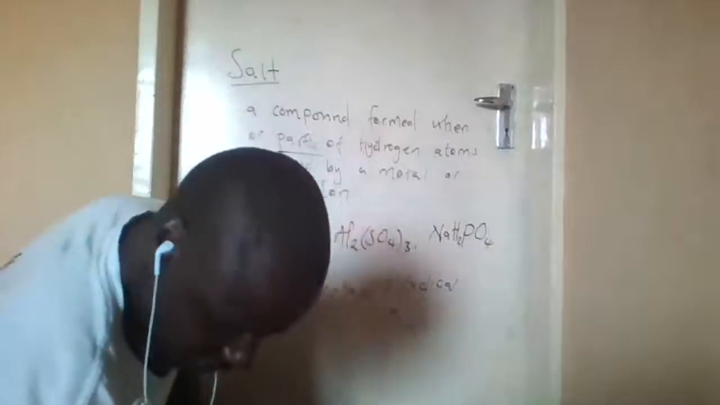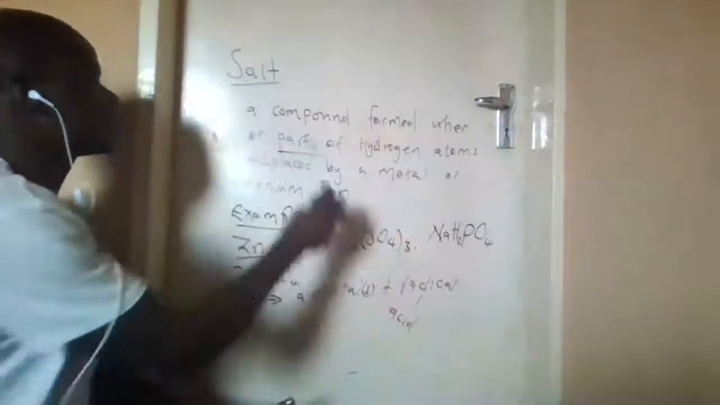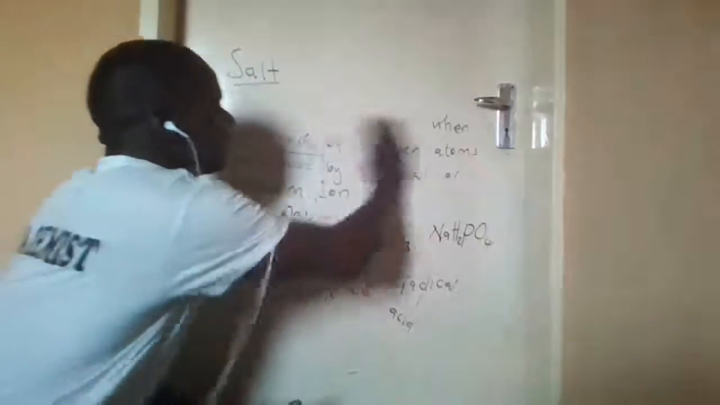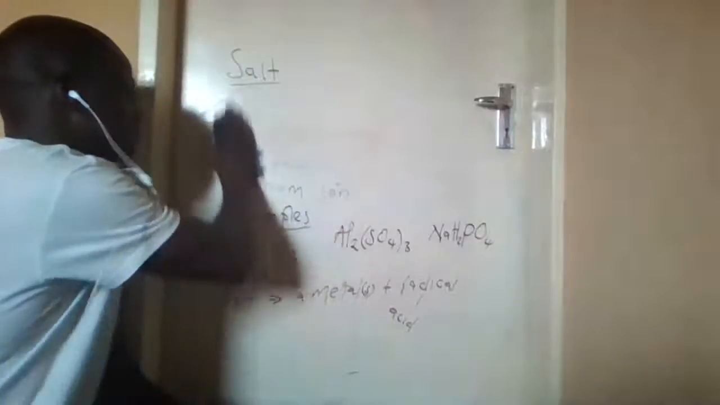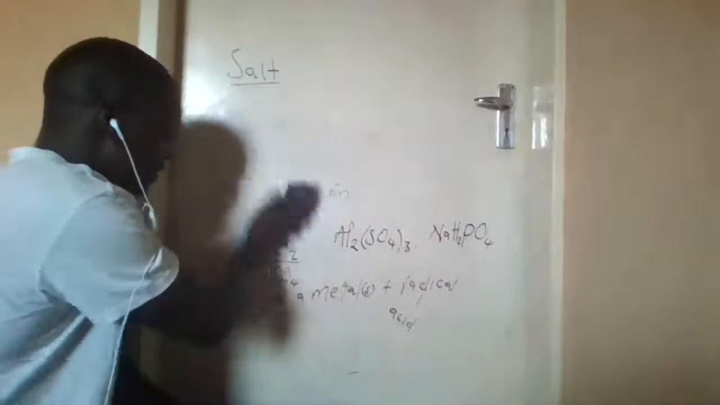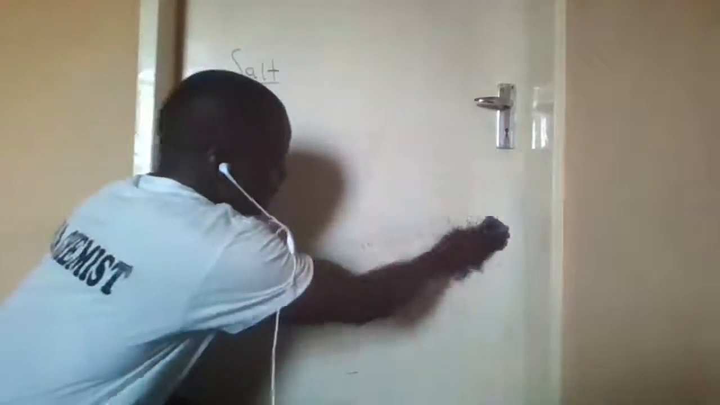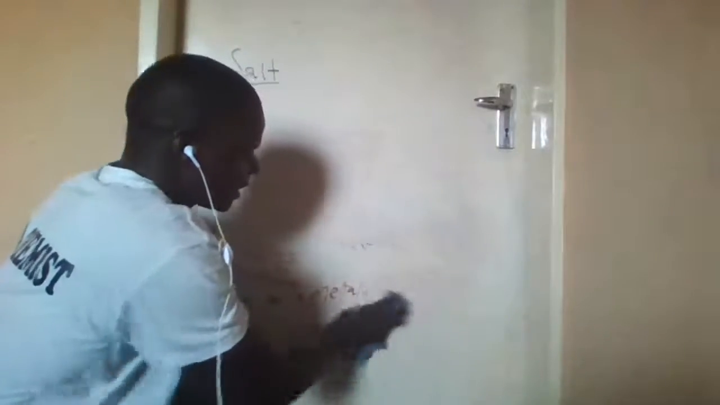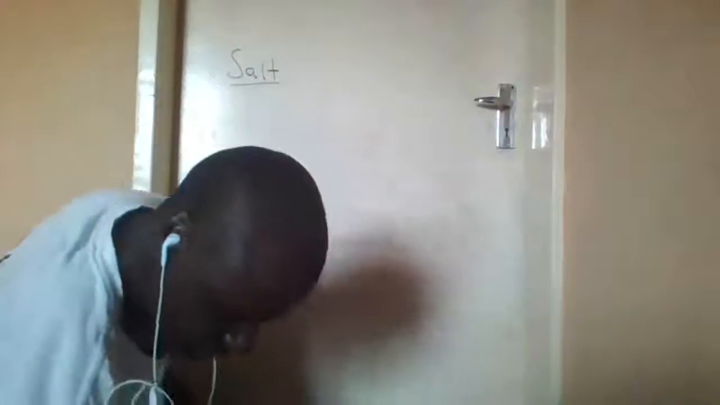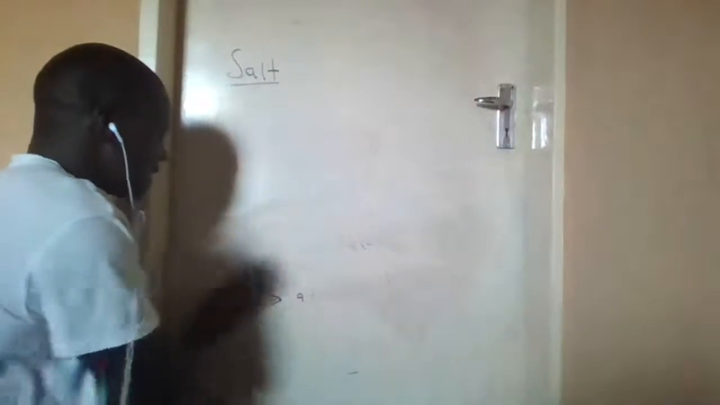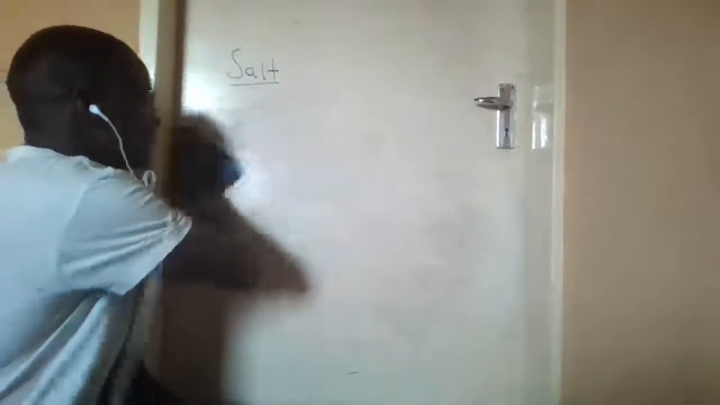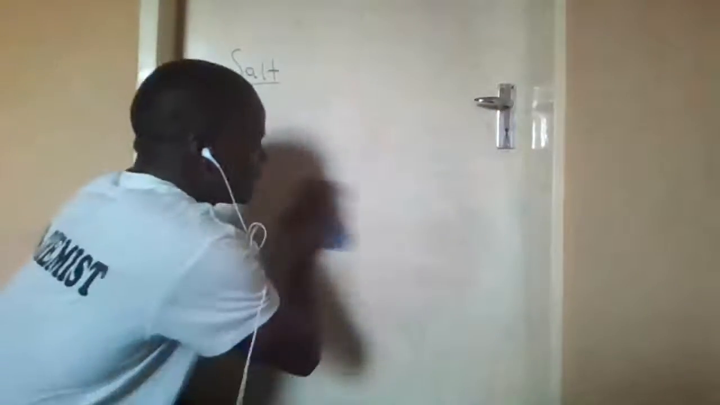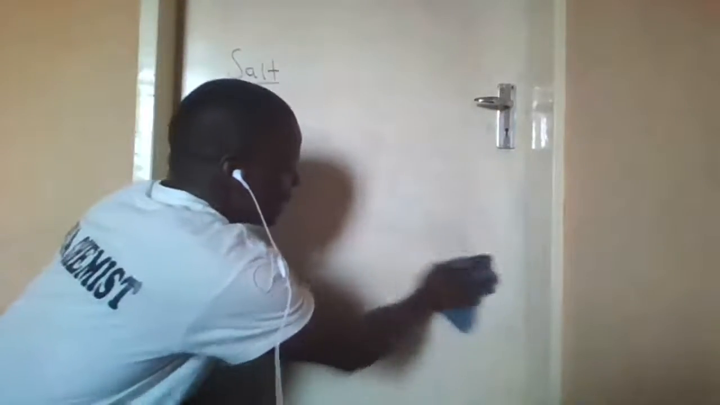Now, having looked at the definition of a salt and examples of salts, let's try to look at the types of salts. What are the types of salts that we have? Basically, there are only three types of salts that we are going to look at, and those types will be driven from the definition itself. The same definition that I've given you, borrowing those underlined words, will make us understand the types of salts.